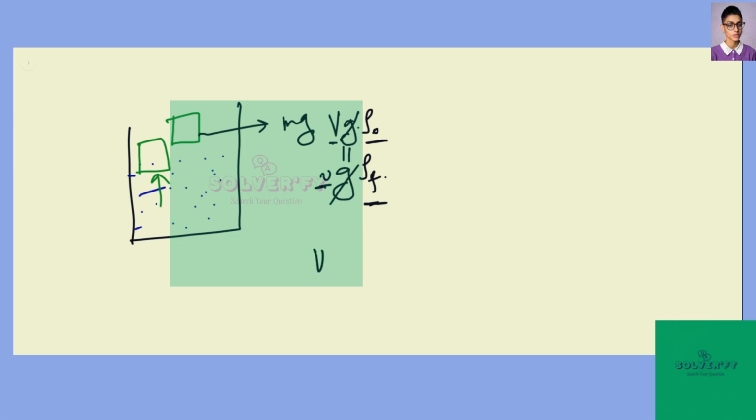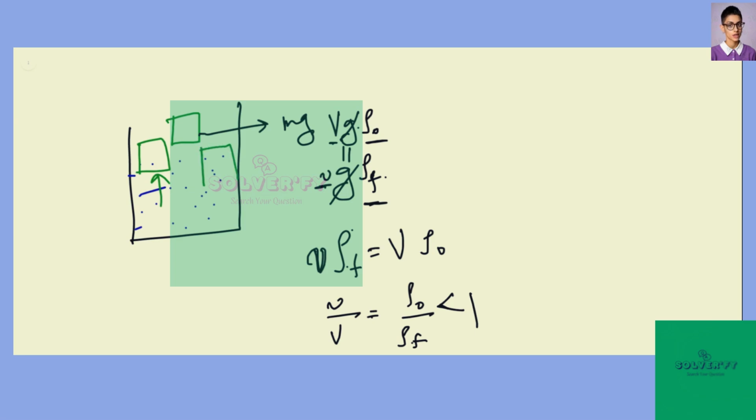Well, let's write it again. The submerged volume, small v, times rho of the fluid is equal to the total volume times rho of the object. Submerged volume by total volume is rho of the object by rho of the fluid. Because the fluid has a larger density, this will be less than 1, which means the buoyant force will be equal to the weight before the object fully submerges.